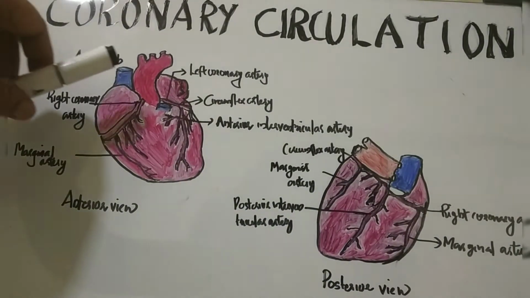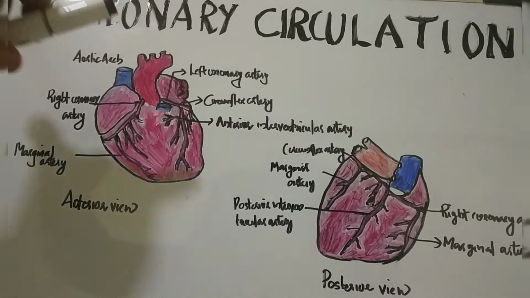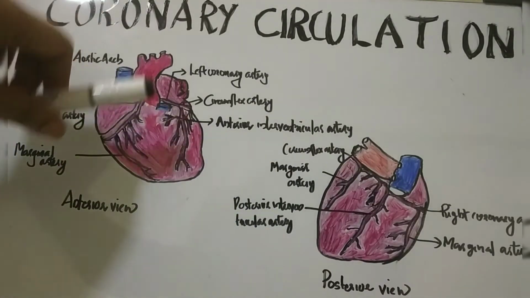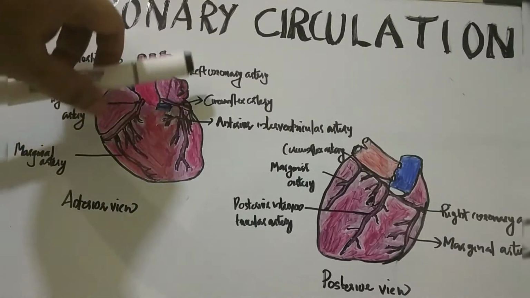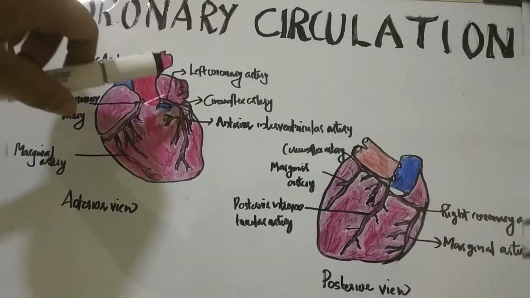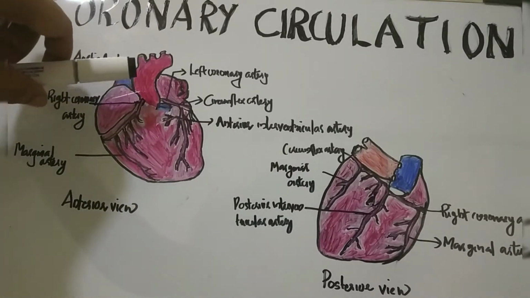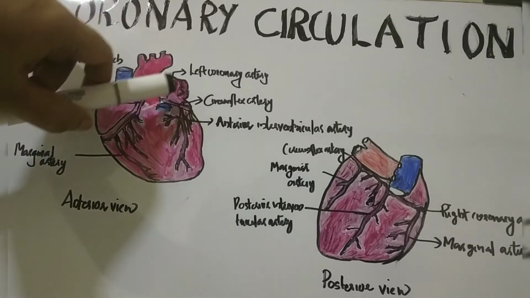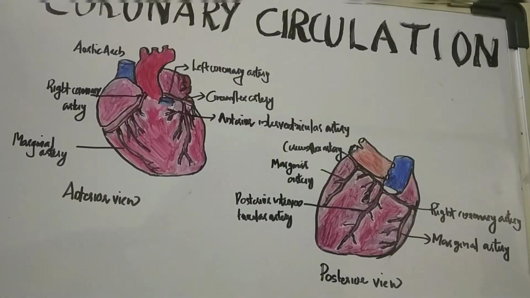First we will discuss the right coronary artery. The right coronary artery arises from the anterior aortic sinus. So what is the anterior aortic sinus? In the aorta, just above the semilunar valves, you can see three dilations: the anterior aortic sinus, the left posterior aortic sinus and the left anterior aortic sinus. From the anterior aortic sinus arises the right coronary artery, and from the left posterior aortic sinus arises the left coronary artery. First we will discuss the course of the right coronary artery.